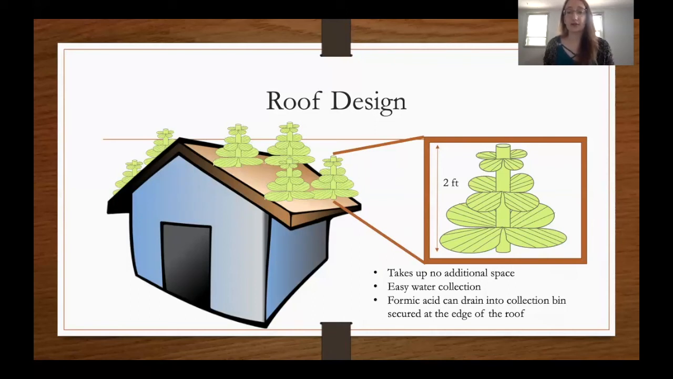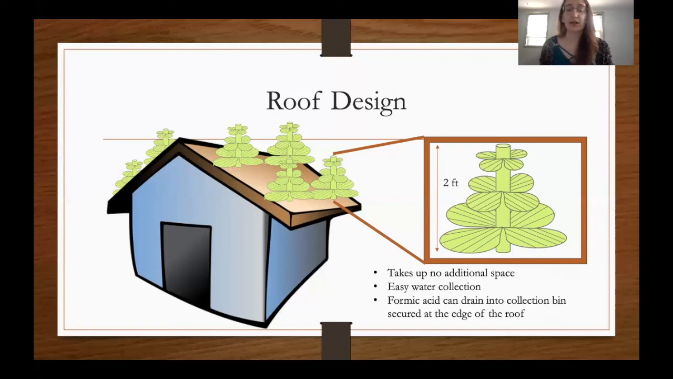Additionally, this allows for easy water collection because rainwater will run right in there. It won't be prevented by larger structures. And the formic acid that is produced by this reaction can be drained into a collection bin that's secured on the edge of the roof. The farmer will only have to collect that formic acid about once a day, which will reduce the amount of time they have to dedicate to maintaining these devices and make them more likely to use them properly.